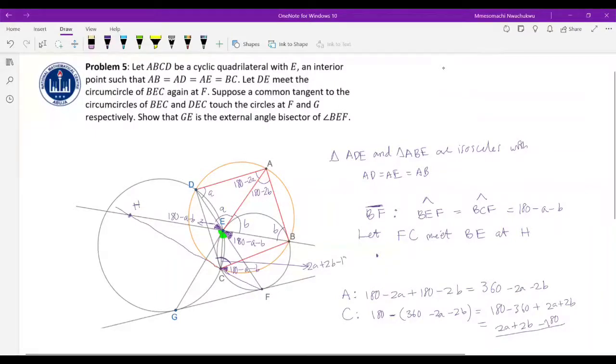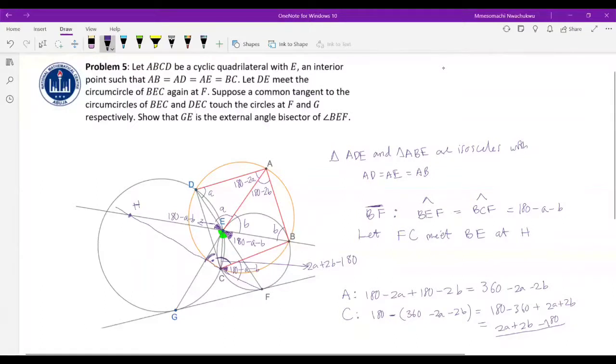Let me just erase this here. Opposite angles of a cyclic quadrilateral are supplementary, so we can get this angle here. What is this angle going to be? We can quickly use the sum of angles on a straight line. We know this angle at C, and we know this small bit here, so we just add them together.